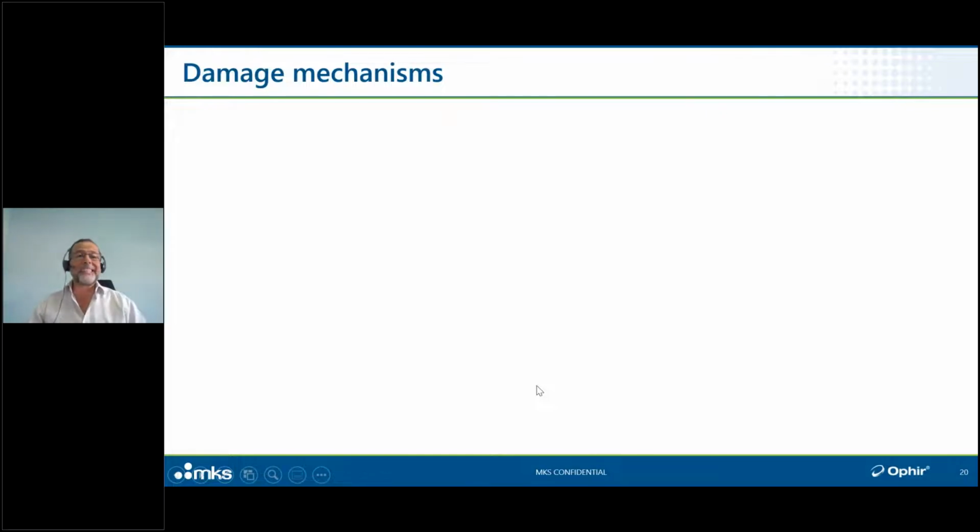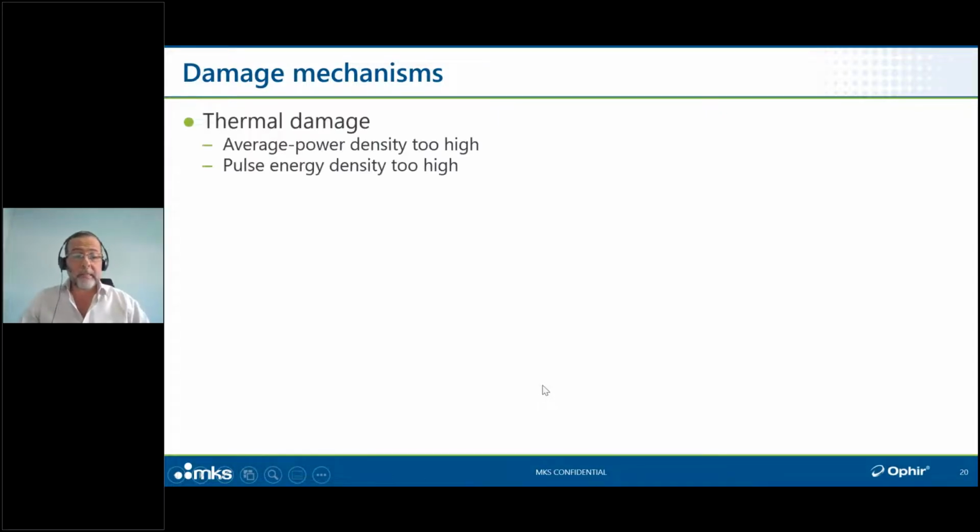There are a few different damage mechanisms. The more well-known damage mechanism is thermal. Okay, too many watts per square centimeter, too many joules per square centimeter, you get the kind of burn marks that we just saw in the previous slide. Average power density is too high, pulse energy is too high, and so on. I should just say something important about too much pulse and too high pulse energy.